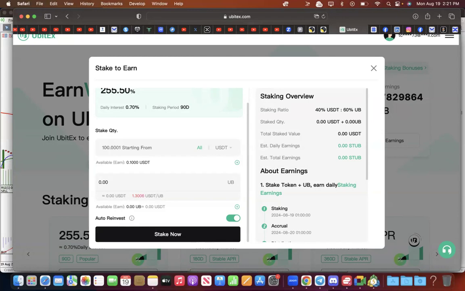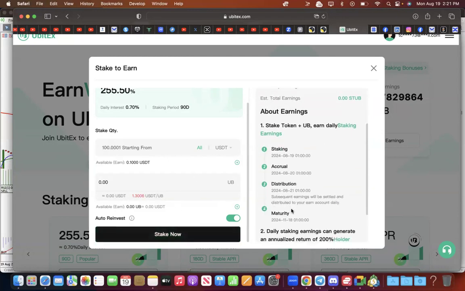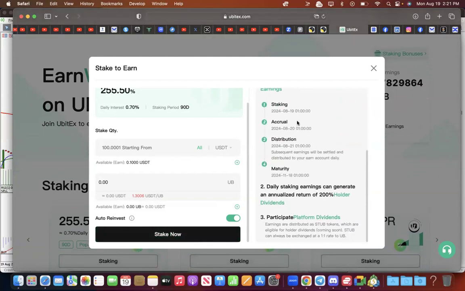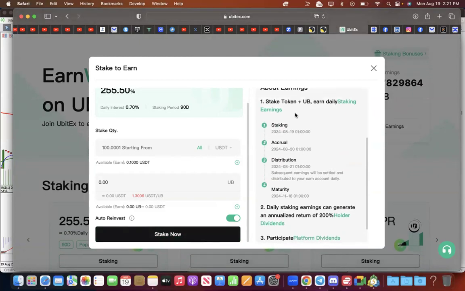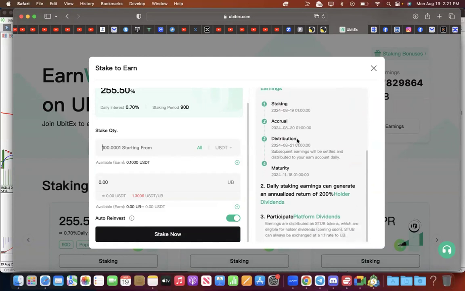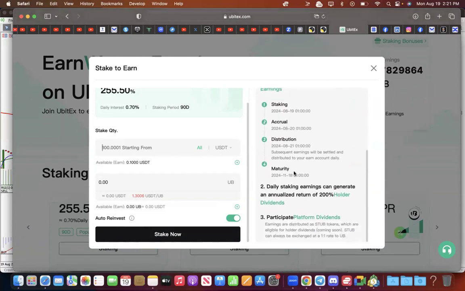Okay, so no money there, that's what it's telling you. So $1,000, and then you click on stake now, and then you are good to go. Then they're going to show you accrual. So it shows you this account, stake. If you are staking now, this is the duration, when it will expire.